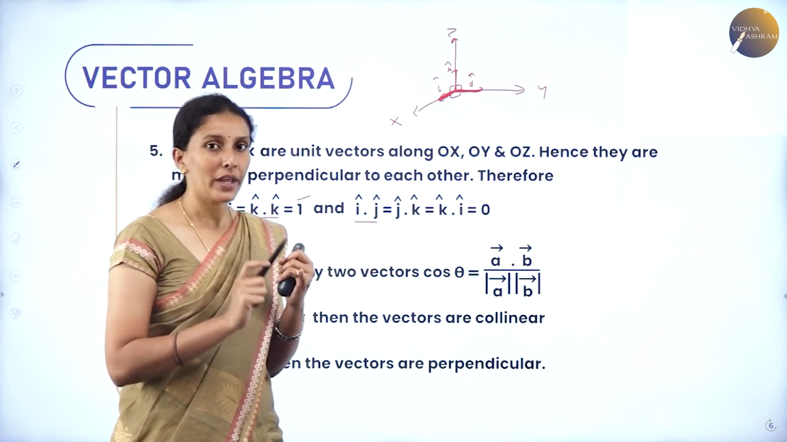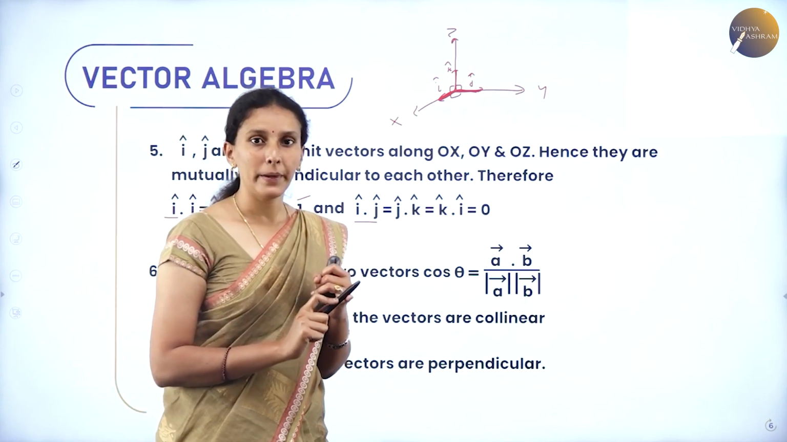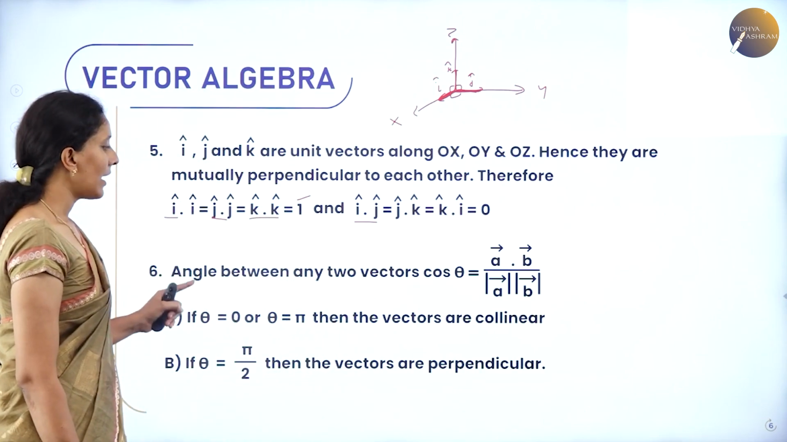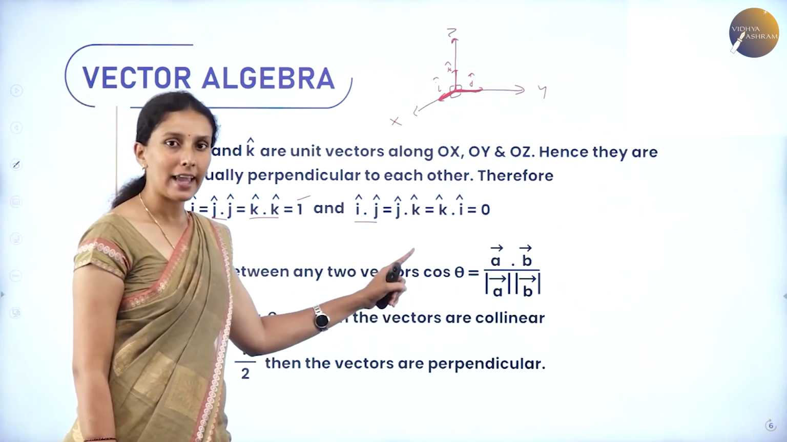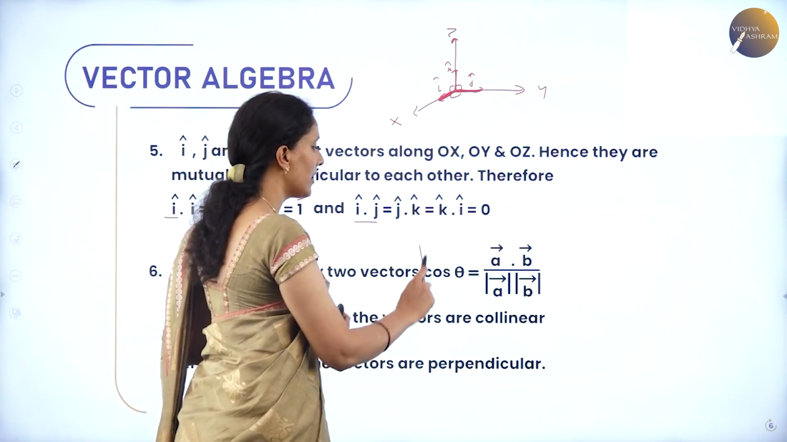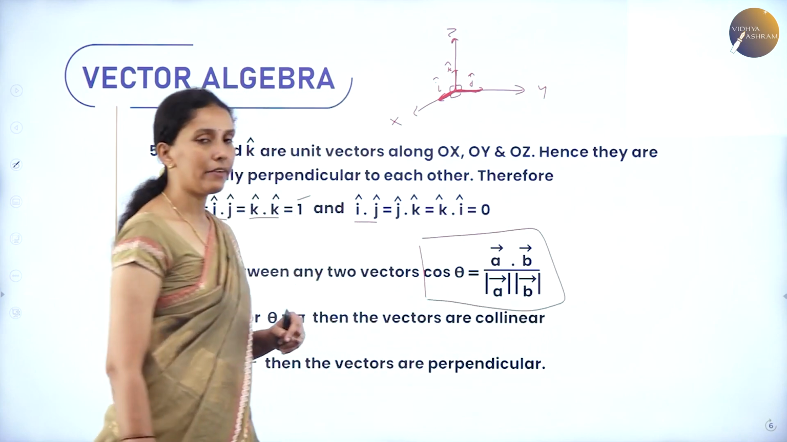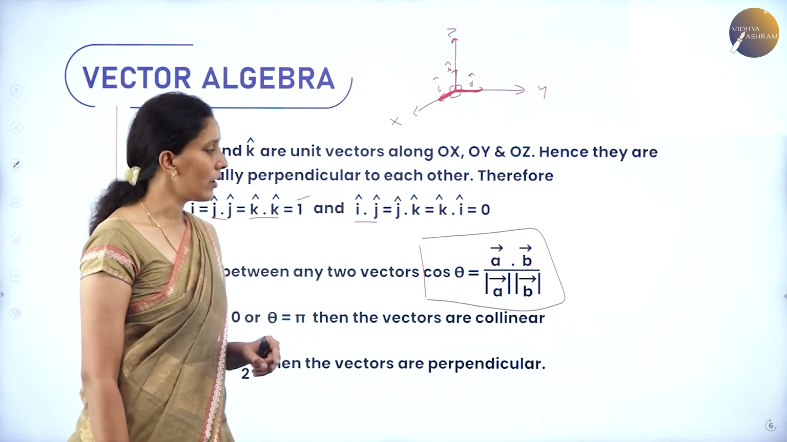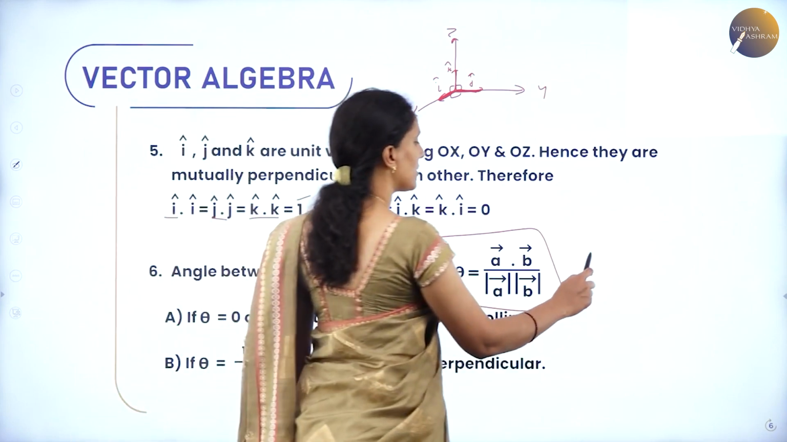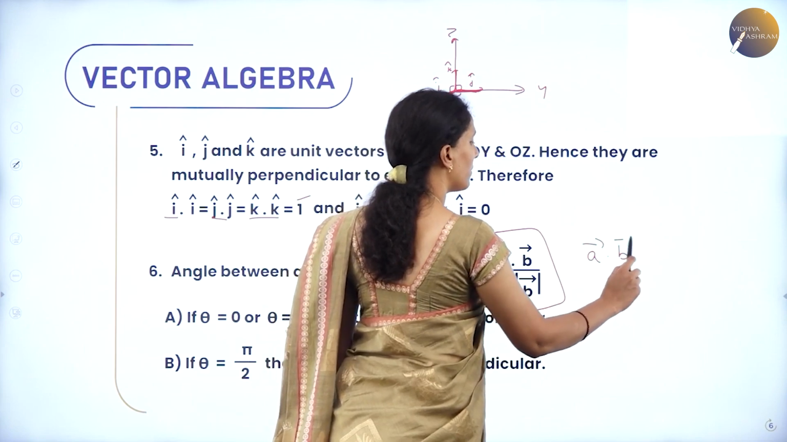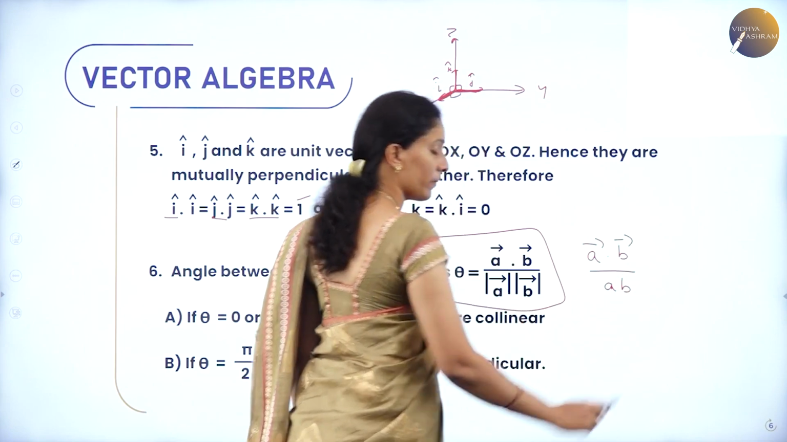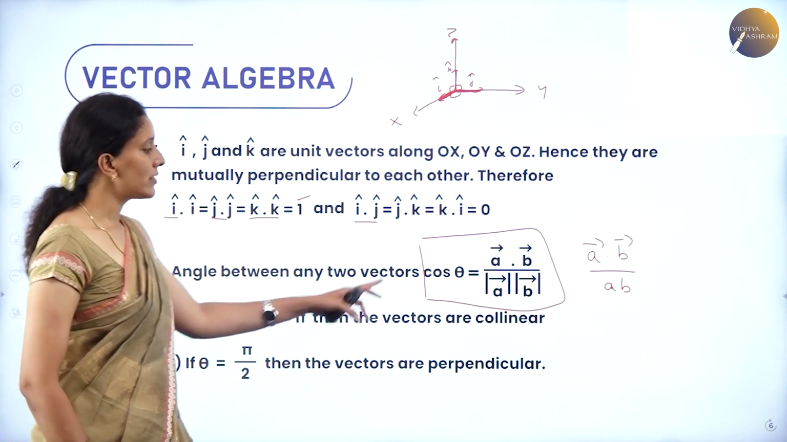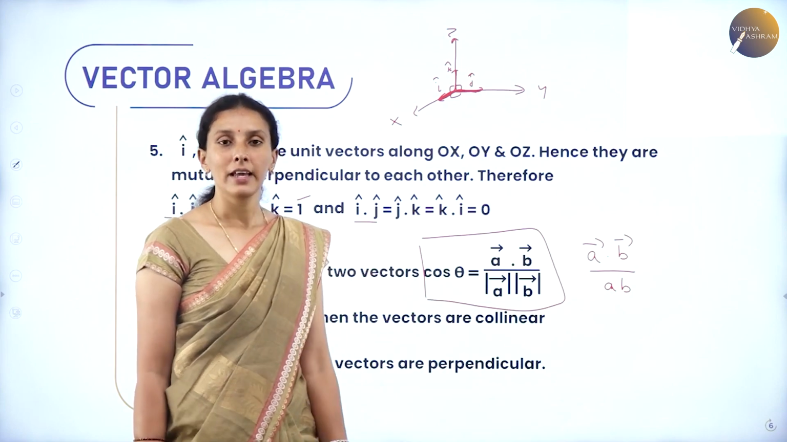So thus, what we can say, if two vectors are perpendicular, their dot product is always 0. Next, the angle between any two vectors can be written as cos theta is equal to a dot b divided by the modulus of vector A and modulus of vector B, or we can also write it as vector A dot vector B divided by AB, where A and B again represent the magnitudes of vectors A and B. Thus, cos theta can be written as A dot B by AB.